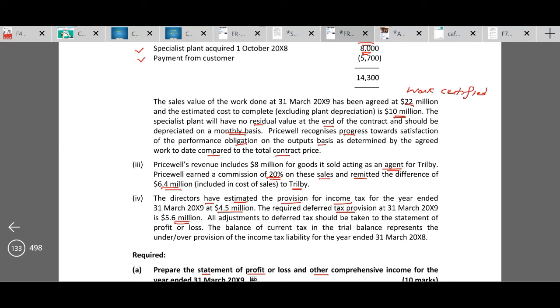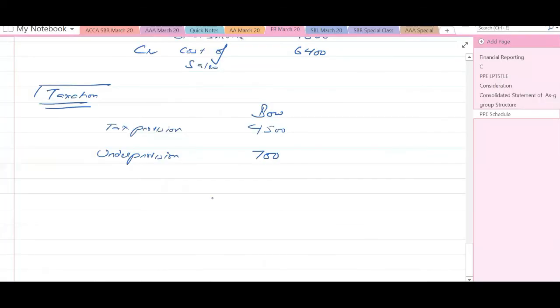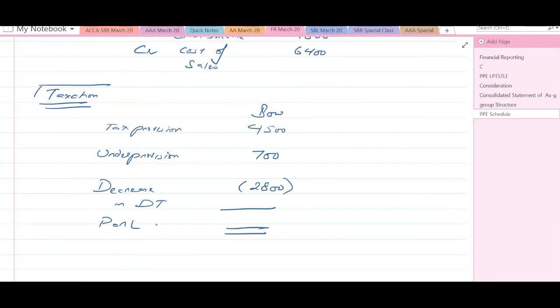8400 minus 5600 is a decrease of 2800. So the decrease in the deferred tax is the reduction in the expenses, 2800. So what figure goes to the profit or loss? 4500 plus 700 minus 2800 is 2400. That goes to the profit or loss.